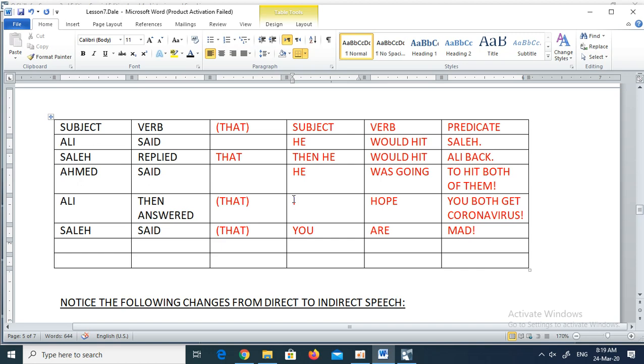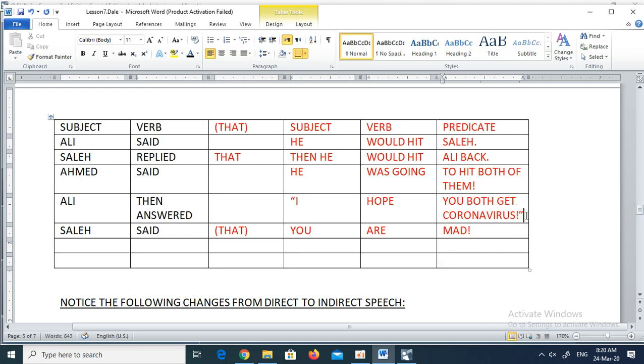Example 4. In the direct speech, Ali then answered, "I hope you both get coronavirus." Those are the exact words Ali used. "I hope you both get coronavirus." It is direct speech, so it has to have those two inverted commas. But now, Ali has gone away. Ziad is telling me what Ali said. So he tells me, Ali then answered that there's no longer inverted commas because it is now indirect speech.